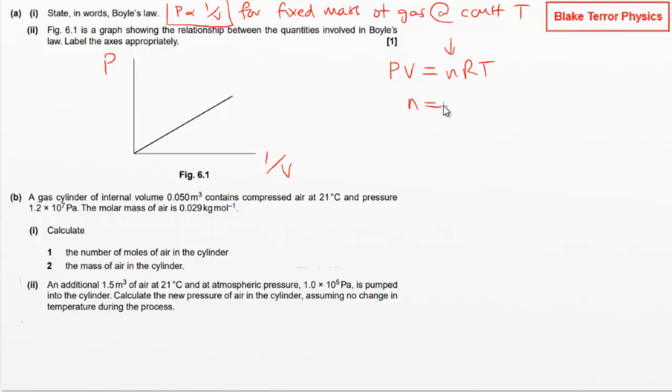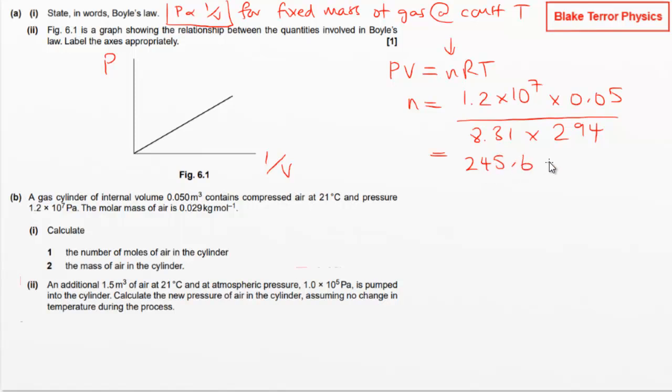So n is going to be equal to, our pressure is 1.2 times 10 to the 7, our volume is 0.05, R is 8.31, and our temperature is, 21 degrees, so 294. So that gives us 245.6, so let's say 250 moles. 250 moles, that's that bit.